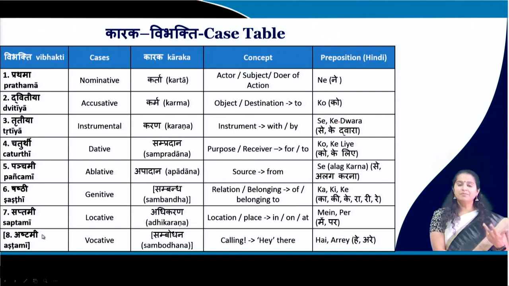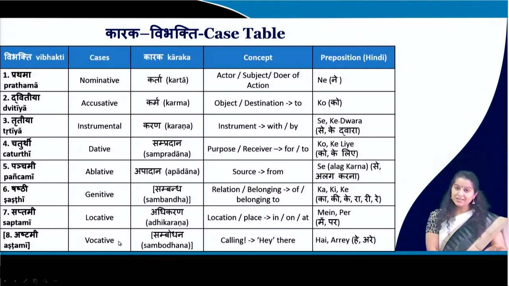And then you have the saptami vibhakti, which is the locative case or the adhikarana karaka, and location or place, and the prepositions are in, on, at, may or pe, par. And then the ashtami, which is not exactly a vibhakti, but it is the vocative case, and again not exactly a karakam, it's a sambodhana equivalent, and it is calling hey, there, hey, are, etc.